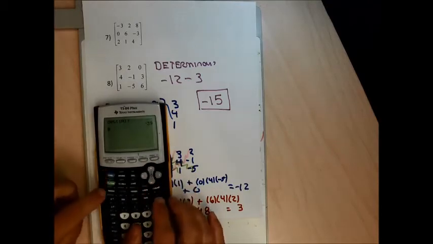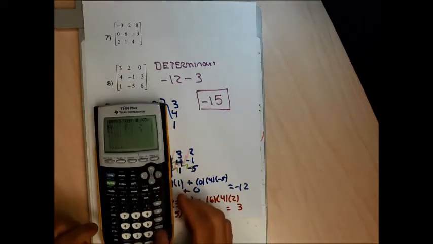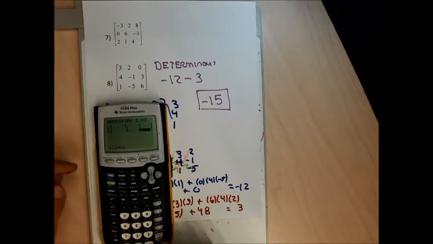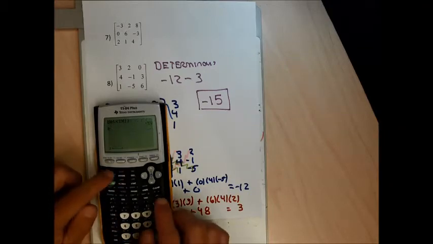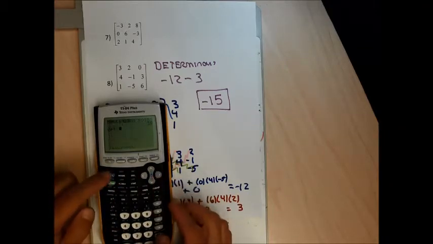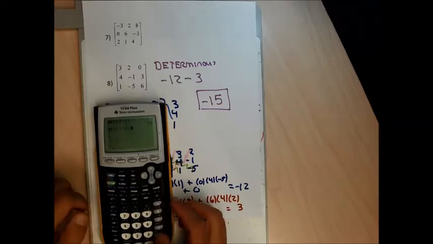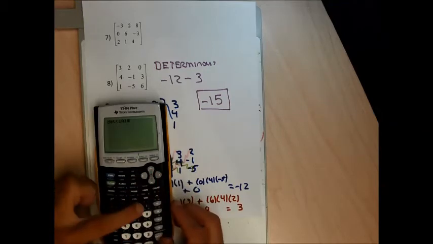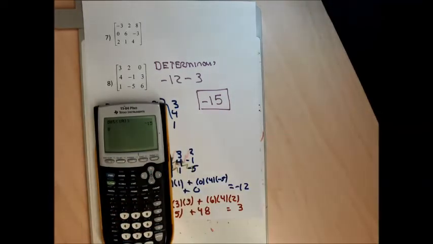So second matrix, edit, 3 by 3, 3, 2, 0, 4, negative 1, 3, 1, negative 5, 6. Second matrix, math, DET, second matrix, enter, enter. What did I do wrong? Oh, I closed the parentheses in the wrong spot. Perfect. So I know my answer is right.